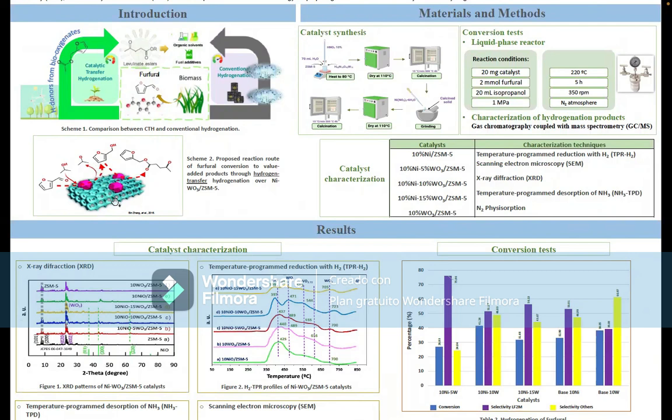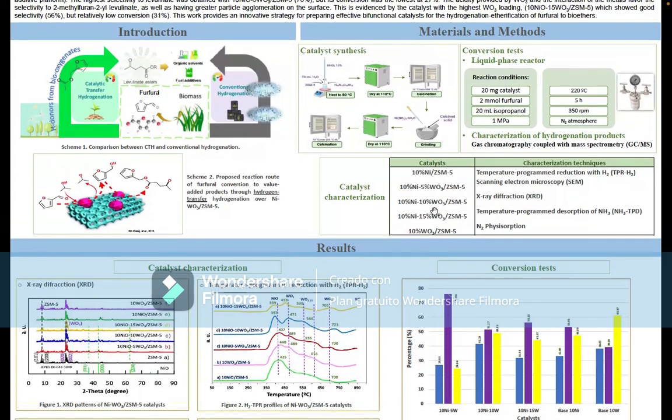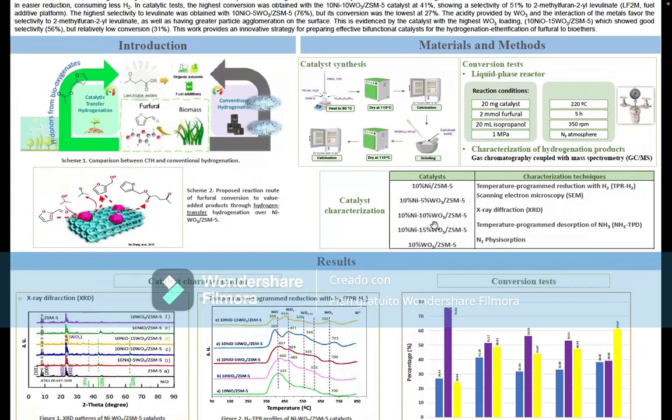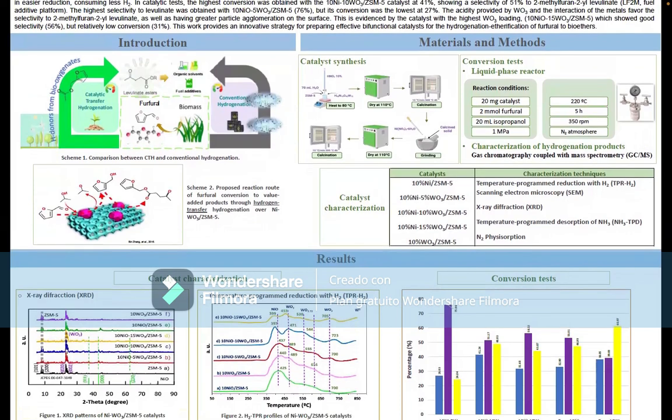This can be achieved through transfer hydrogenation using a donor such as 2-propanol instead of molecular hydrogen. Active catalysts can be synthesized using metal oxides with acid-base properties and zeolites such as ZSM5. In this project, NiO-WO3/ZSM5 catalysts with 10% Ni and varying percentages of WO3, 5, 10, 15%, were synthesized using 2-propanol as the hydrogen donor for the hydrogenation esterification of furfural.